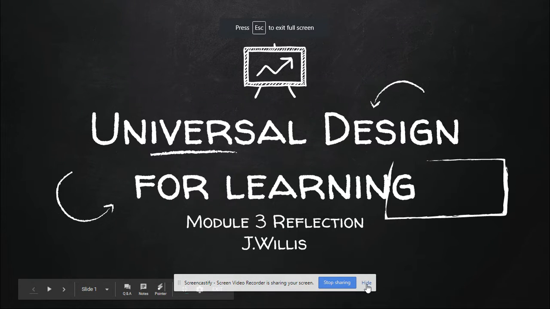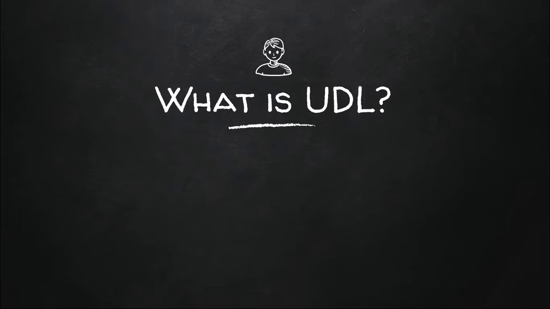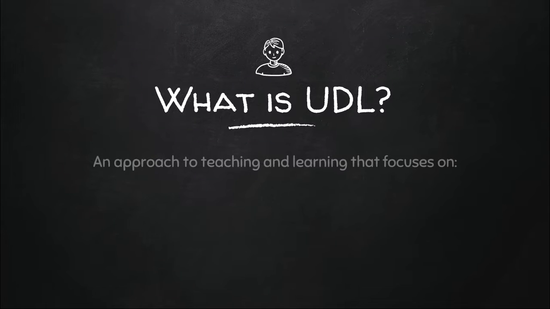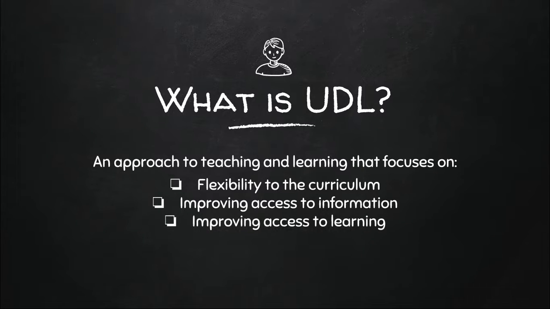I'm Jamie Willis, and this is my Module 3 Reflection, Universal Design for Learning. First of all, I asked the question, what is universal design for learning? And found out through our research that it is an approach to teaching and learning that focuses on flexibility to the curriculum, improving access to information, and improving access to learning.